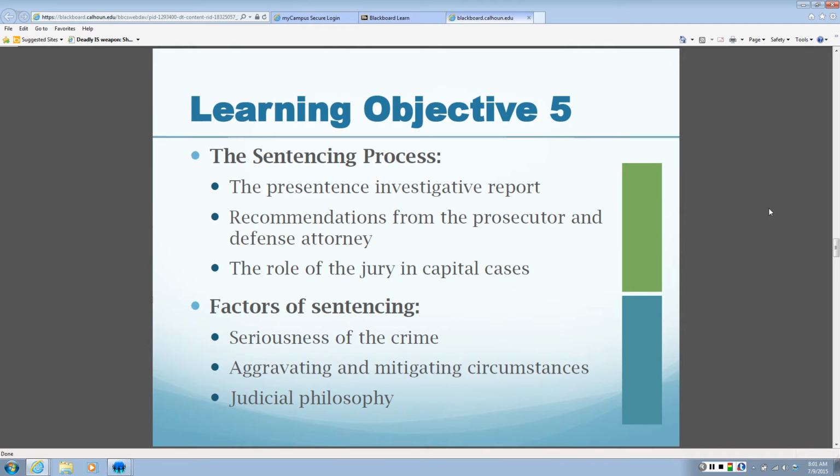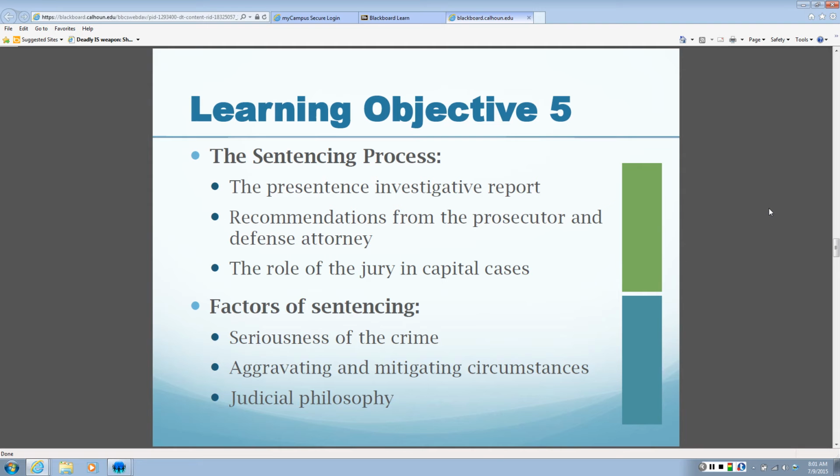There is a minimum and a maximum sentence for a lot of crimes, and so the judge will ask for a pre-sentence investigation report so that they can have as much information about the defendant as possible before they pass judgment on them. They will receive recommendations from the prosecutor and the defense attorney as to what the sentence should be.